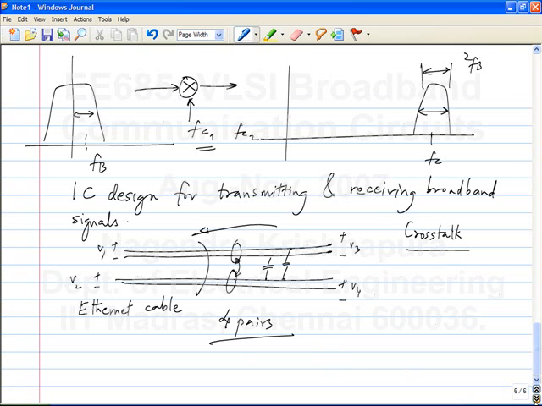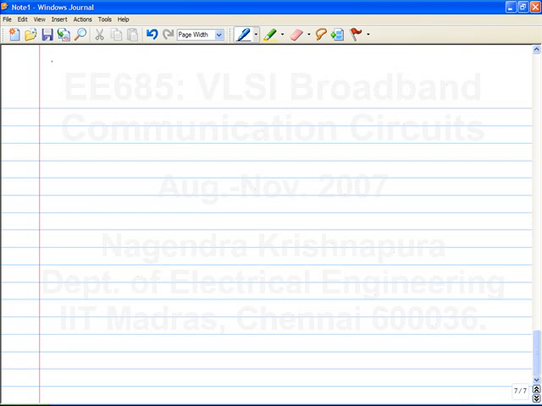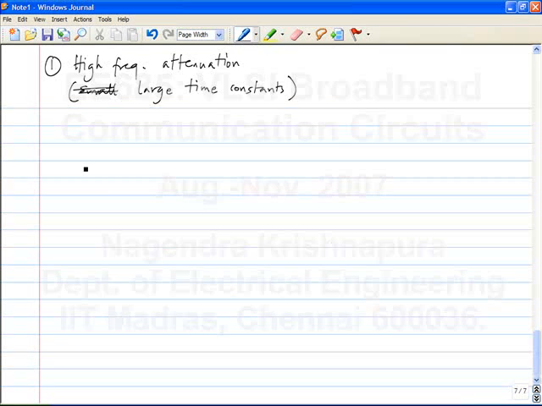So basically the problems associated with the wires are high frequency attenuation, which is related to large time constants. Now this is not the only kind of impairment on a wire. We only took a very simple case where the wire had a resistance and a parasitic capacitance. Now it will also have inductance, and it will also have all kinds of connectors and other impedance discontinuities. It's not a uniform transmission line. So it turns out they also cause many problems.